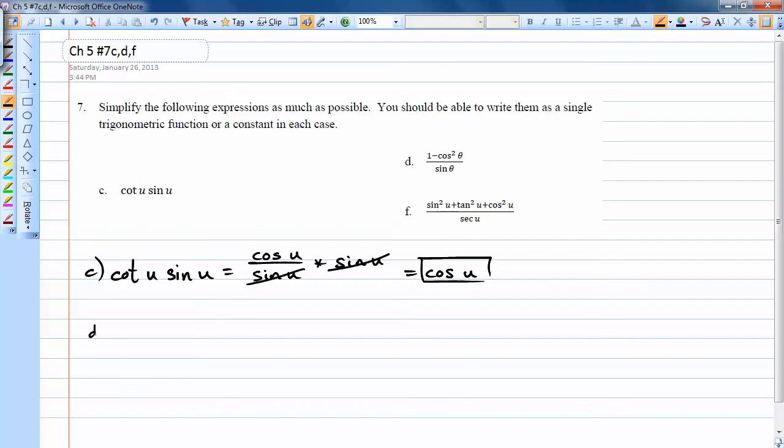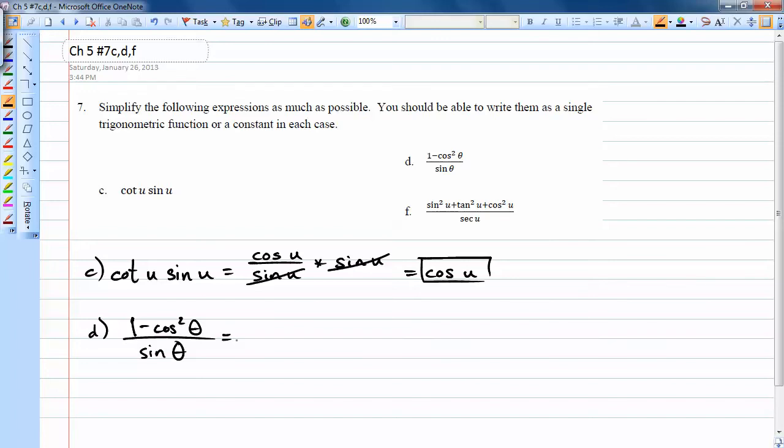So there's part C, cosine u. In D, we've got, excuse me, 1 minus cosine squared theta on top, and sine theta on the bottom. And so when I look at this, I think there's got to be a way to get the top in terms of sine so that you can cancel, because the goal is to end up with just a single trig term. So that means the sine on the bottom's got to go away somehow.